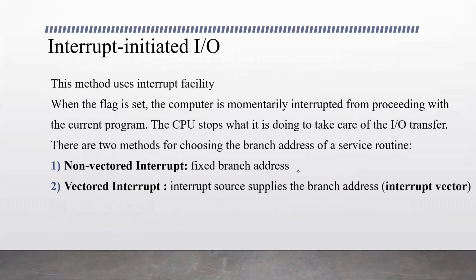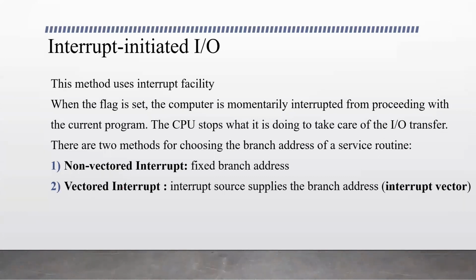In this interrupt initiated I/O, there are two methods for choosing the branch address of a service routine. Okay, the two methods are non-vectored interrupt and vectored interrupt. In non-vectored interrupt, the fixed branch address, right? The fixed memory location is used as the address for the interrupt service routine.